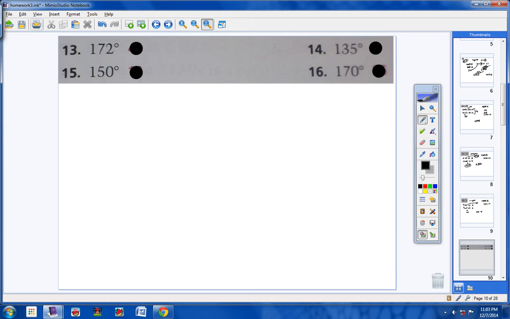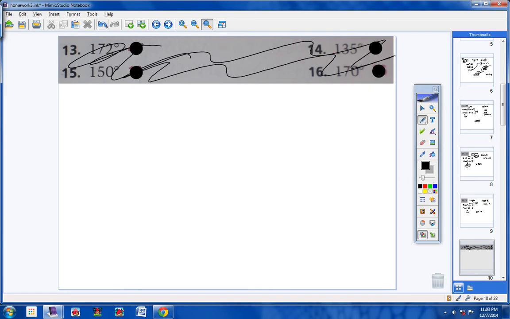Now these problems here are a little more difficult, okay? So 13 through 16. You are given the measure of the interior angle of a regular polygon. How many sides does it have? Now guys, think about this. Let me show you something, okay? Watch this. Forget these problems here for just a second, okay?